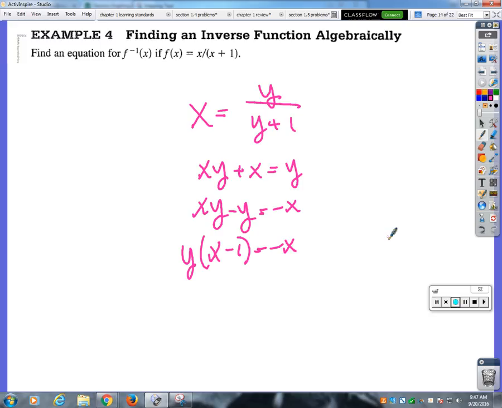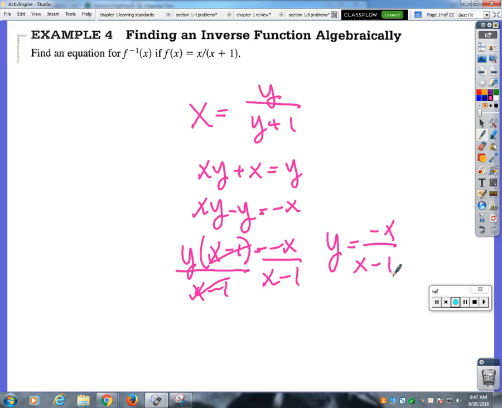And now that I have that y factored out, Jordan and Nate's initial instinct is now correct. You wanted to divide by x. What do I divide by here? X minus 1. So if I divide over here by x minus 1, and then over here by x minus 1, these cancel, and I get y equals negative x over x minus 1.